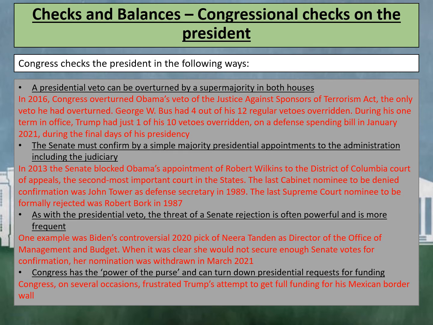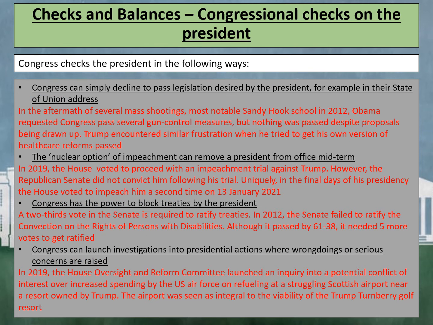Congress has the power of the purse and can turn down presidential requests for funding. Congress on several occasions frustrated Trump's attempt to get full funding for his Mexican border wall. Congress can check the president in the following ways.